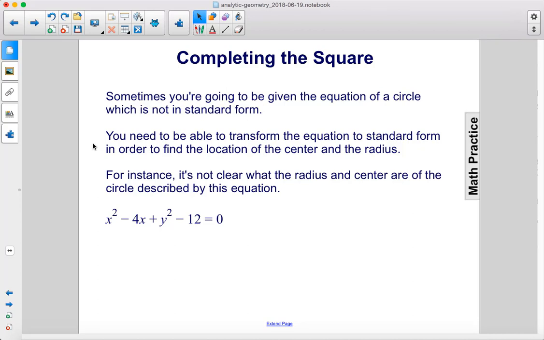Completing the square. Sometimes you're going to be given the equation of a circle which is not in standard form. You need to be able to transform the equation to standard form in order to find the location of the center and the radius. For instance, it's not clear what the radius and center are of the circle described by this equation. x squared minus 4x plus y squared minus 12 equals 0.